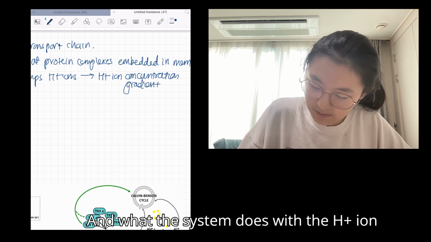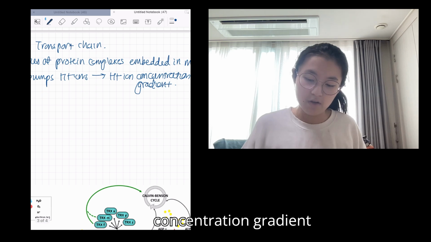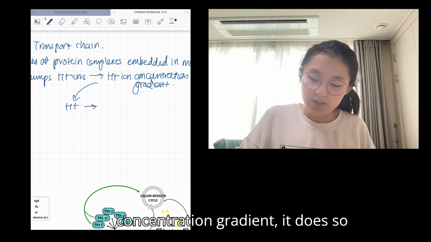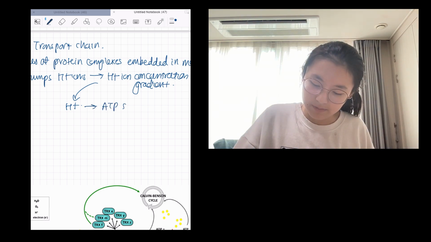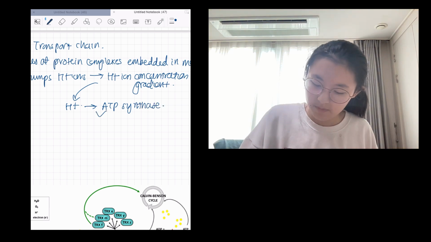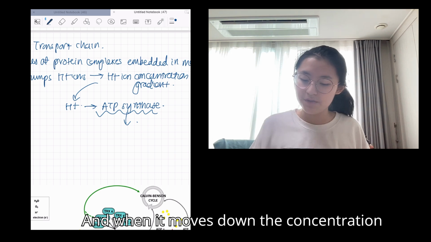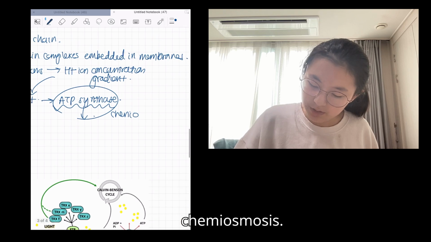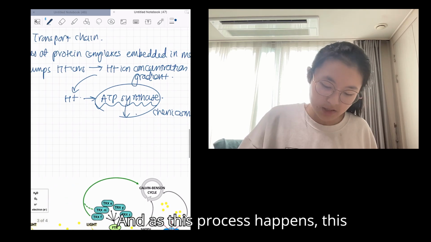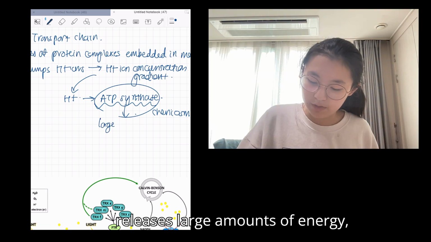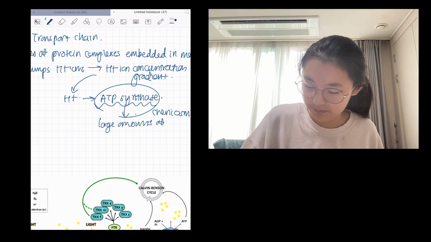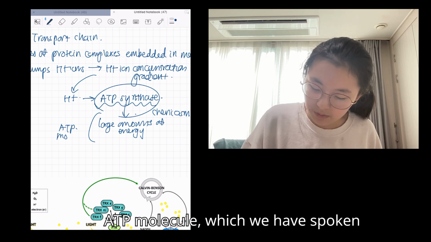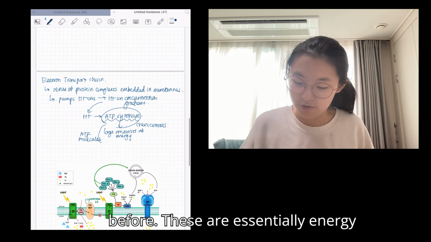And what the system does with the H plus ion concentration gradient is, as the H plus ions move down the concentration gradient, they do so through the ATP synthase. When they move down the concentration gradient through the ATP synthase, this process is characterized as chemiosmosis. As this process happens, it releases large amounts of energy, which is then stored in the form of an ATP molecule, which we have spoken about before. These are essentially just energy storage molecules.